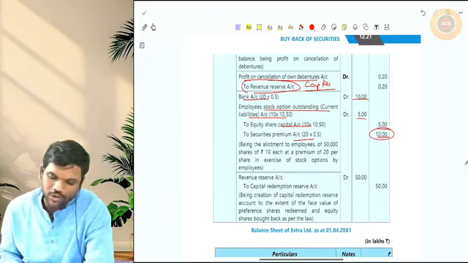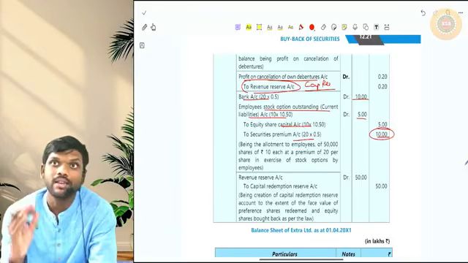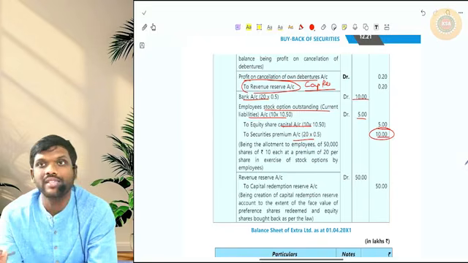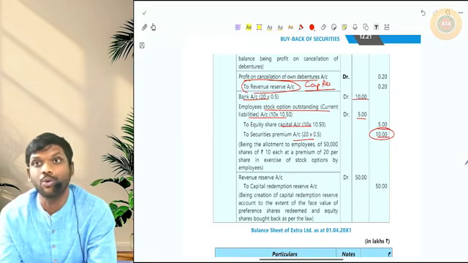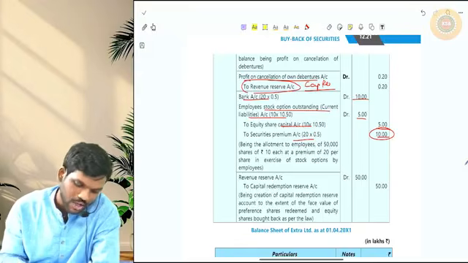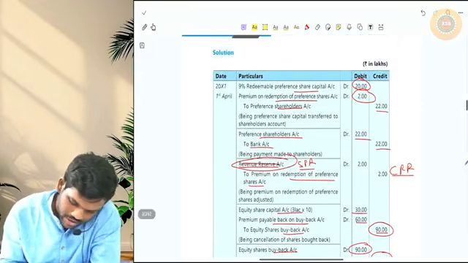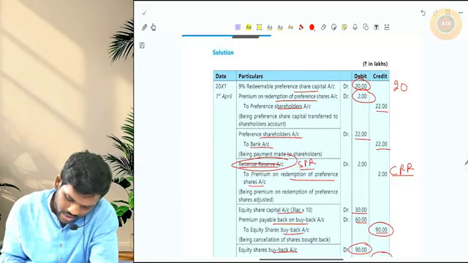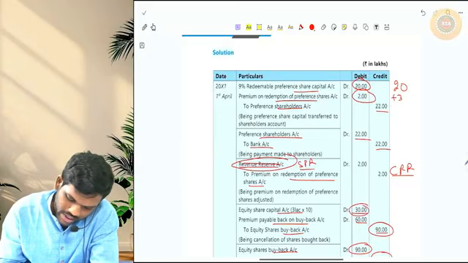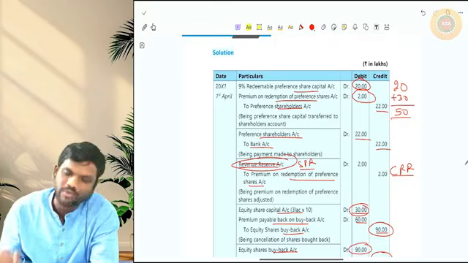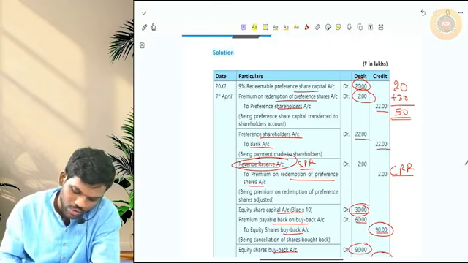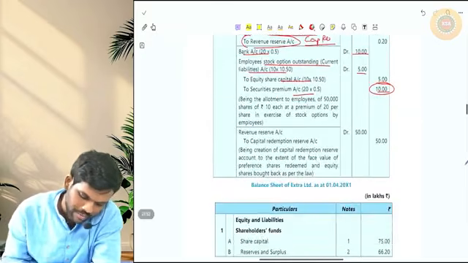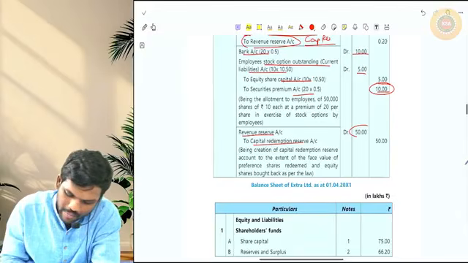And finally, we should also pass the CRR entry. CRR should be created to the extent of face value of the equity shares and preference shares. So if you see, preference shares face value that we redeemed is 20. Equity shares face value that we redeemed is 30. So 20 plus 30, total face value that we have redeemed is 50 lakhs. So for this we have to create CRR: debit revenue reserves and credit capital redemption reserve.